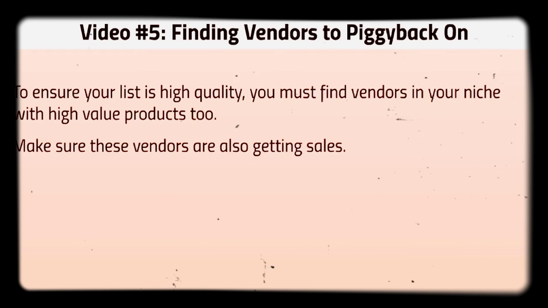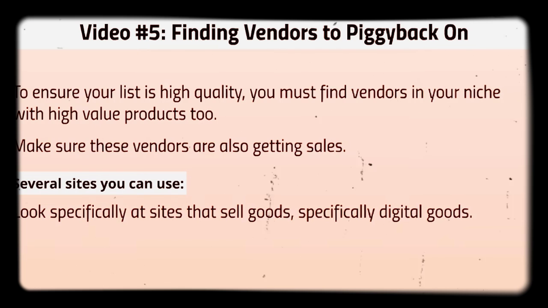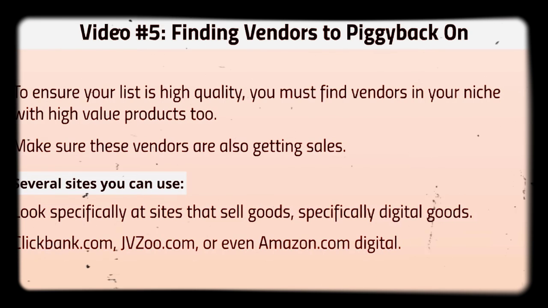So you want to make sure that the vendors are getting sales and are high quality. And there are several sites that you can use to find these vendors. Keeping that in mind, you want to look specifically at sites that sell digital goods, if you are selling a digital book, a digital video course, or something digital or intangible. You could technically look at sites like Amazon.com, but most of those are selling through Amazon and are physical goods. That doesn't mean that you can't convert your product into some sort of physical good. You could approach it that way as well.